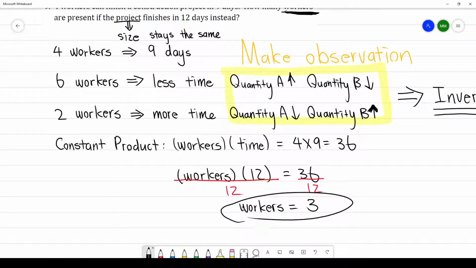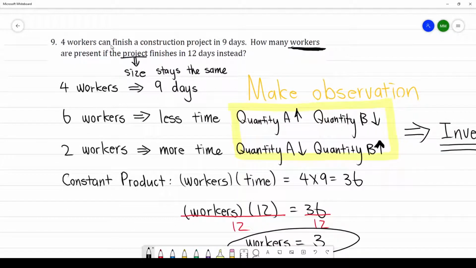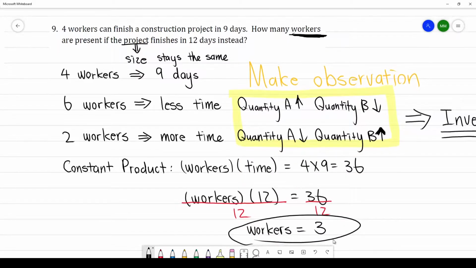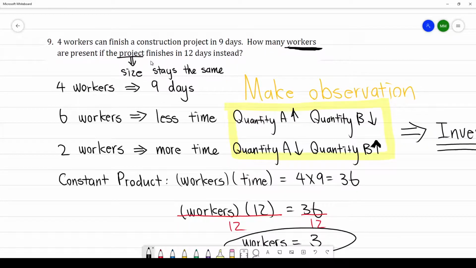So that's the answer here. But does it make sense? Well, initially 4 workers can finish the project in 9 days. Now you have 3 workers, so that means there are fewer workers. Theoretically, that means it's going to take more time, because you have fewer people doing the same amount of work. So one person has to take more time to do the work.